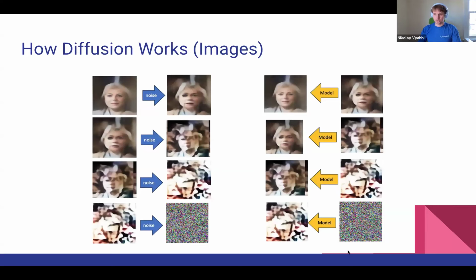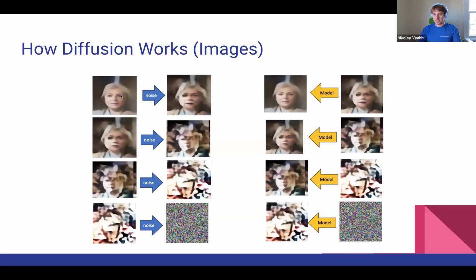And then you train a model from noise and a prompt, say this is a woman, to denoise this image, basically transforming this noise iteratively into a picture. So this is an image model, how a diffusion image model works.